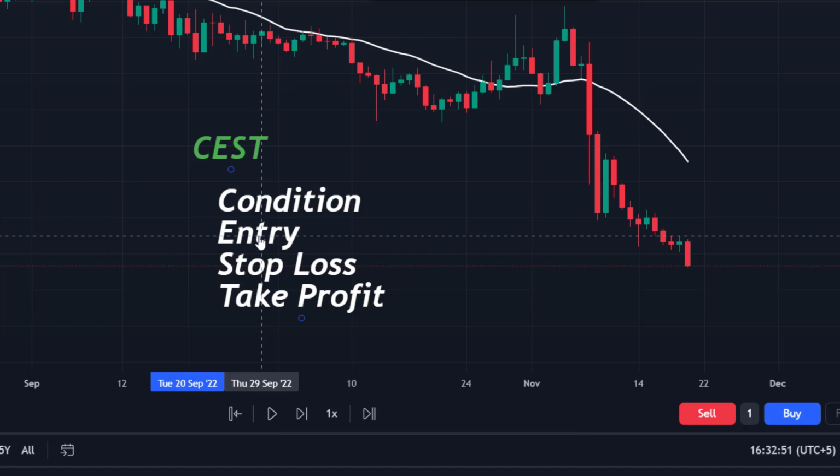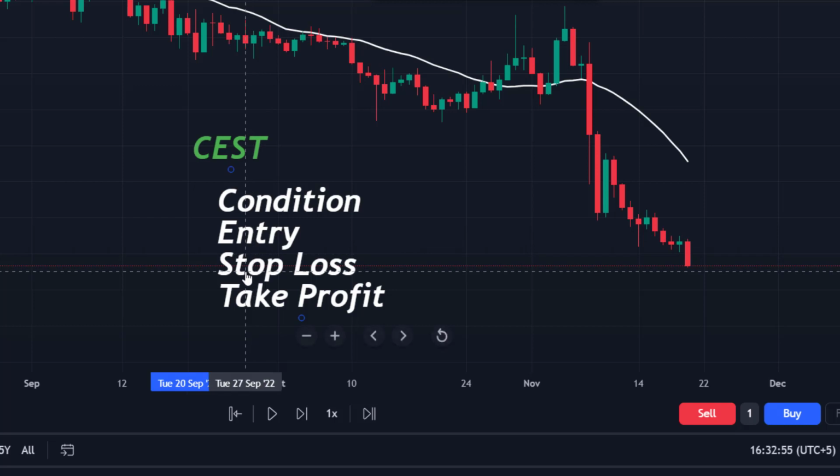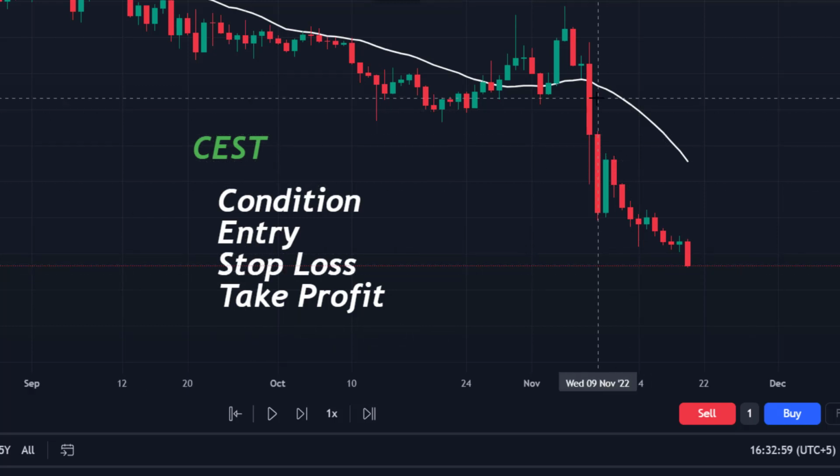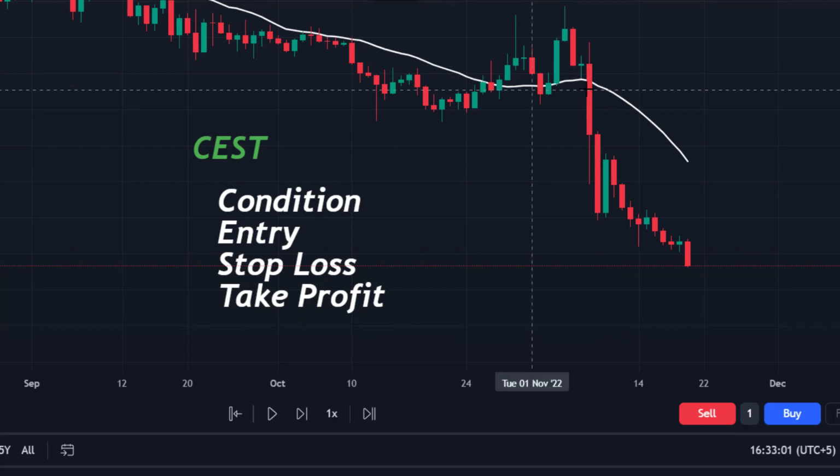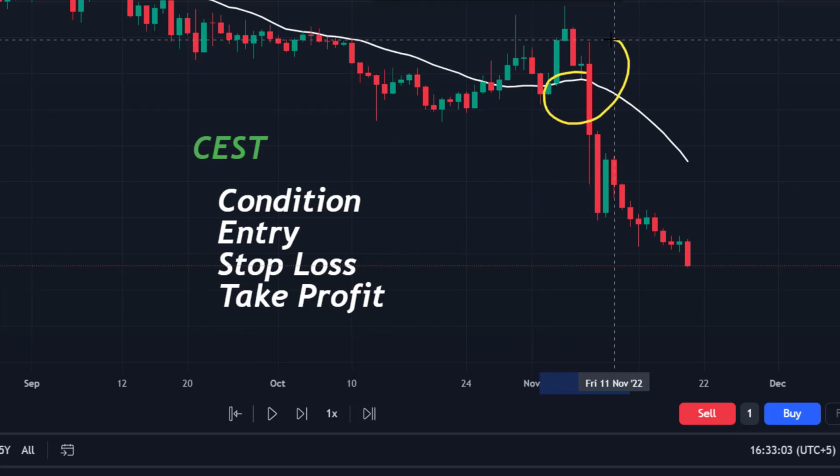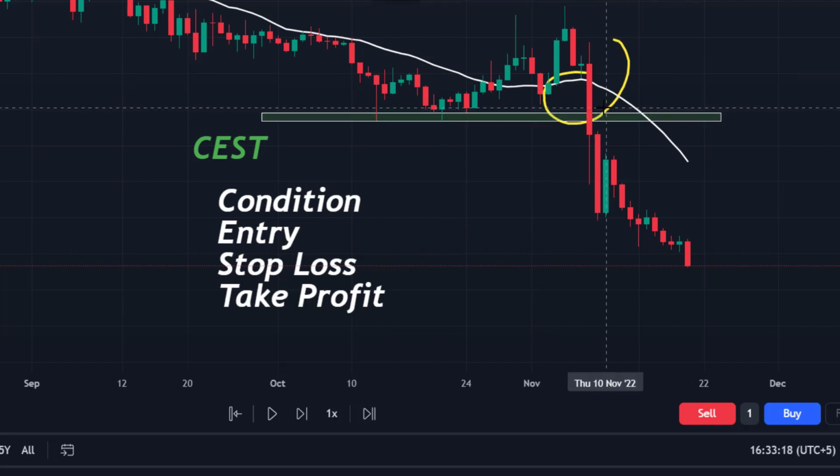So then you will open any position. This is your entry. After that, your stop loss and then your take profit. For example, as in here, this is our condition. The condition is the candle just breaks the moving average. We also just broke the support level.